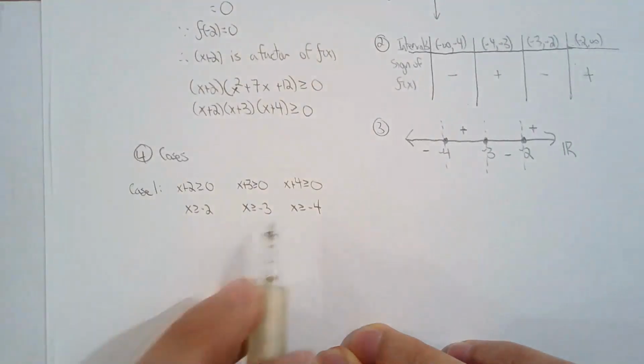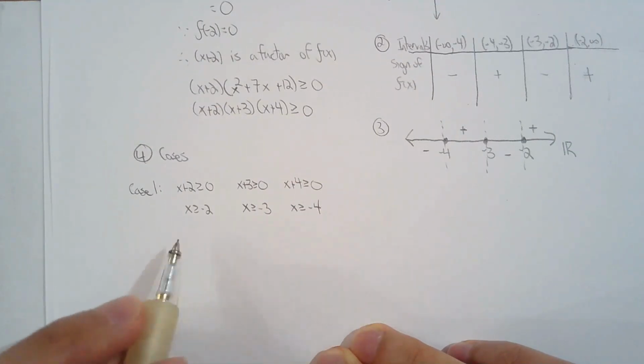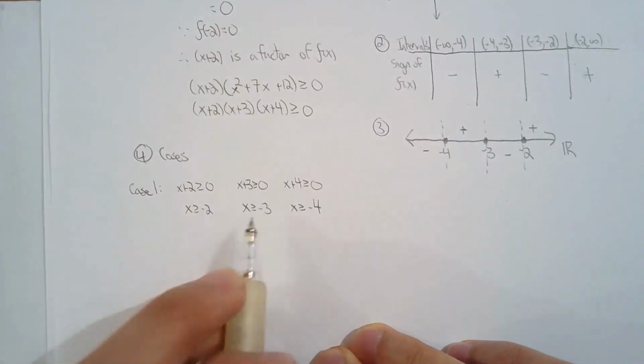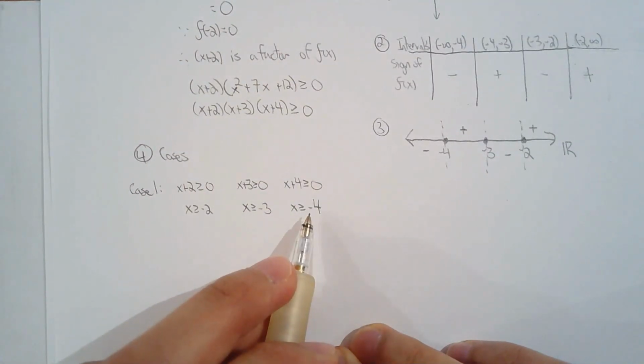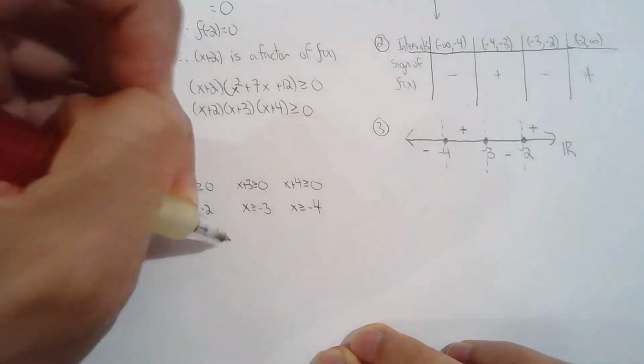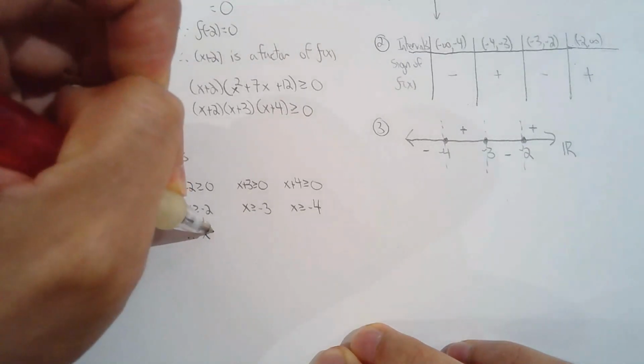And then you ask yourself, when are all 3 inequalities satisfied simultaneously? So when x is greater than -2, x is greater than -3, x is greater than -4. So you will say x is greater than -2. Okay, that solves case 1.